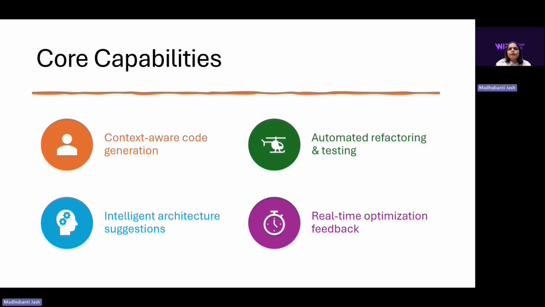So let us have some practical demo and we will see how all these core capabilities, context-aware code generation, intelligent architecture suggestions, automated refactoring and testing, real-time optimization feedback are possible. So let us start exploring some practical examples.